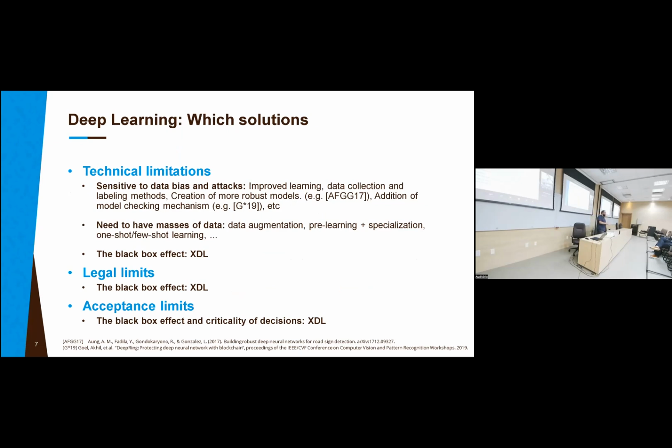For the need of data, we are all using a pre-trained model and specializing them on our smaller data sets. But there are also kinds of architecture that are able to learn with fewer data, like one-shot learning, Siamese networks, such kind of architecture. And for the black box effects, of course, there is explainable deep learning. Regarding the legal limits, once again, the solution is explainable deep learning. And regarding the acceptance limits, once again, one solution is explainable deep learning.